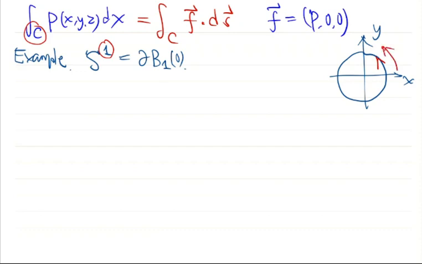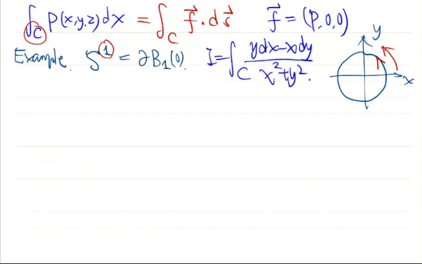Now we compute this integral, with orientation anti-clockwise: y dx minus x dy over x squared plus y squared. So this is a two-dimensional flow integral. How to compute this? Flow integral is essentially a line integral. A line integral is defined using a parametrization of the curve. Therefore, we need to choose a parametrization of our circle.